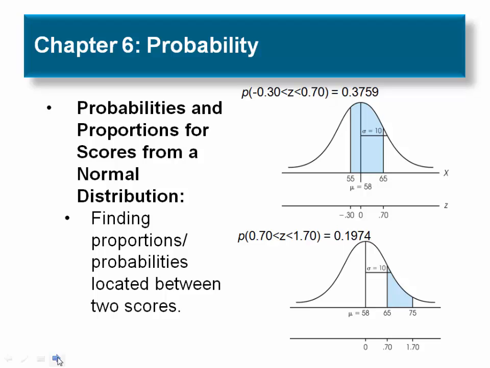We know now that when we start out with raw scores, to use the information in the z-score table, we must transform those raw scores to z-scores. This has been done for us, and the z-scores are on the axis below the top graph. Our task then is to find the proportion of scores, or the probability of a score occurring, or the percentage of scores between a negative 0.30 and 0.70. The notational format is shown on the slide.